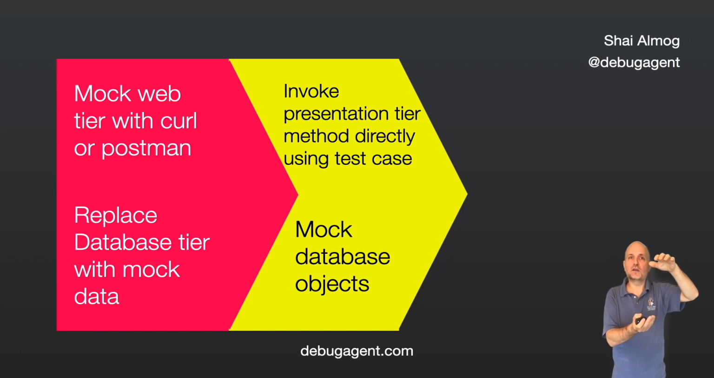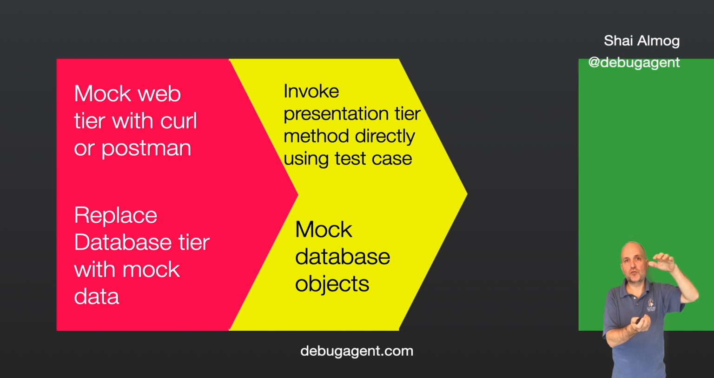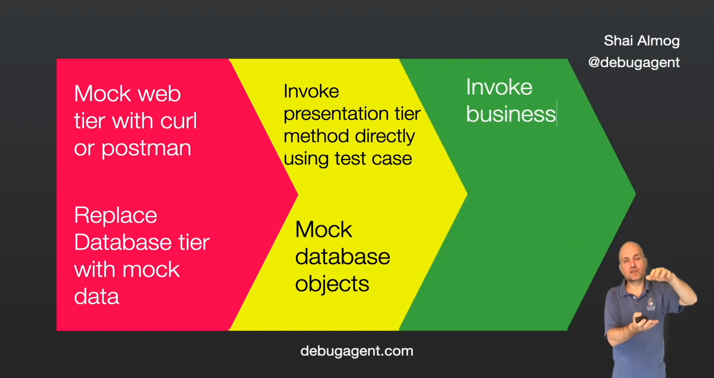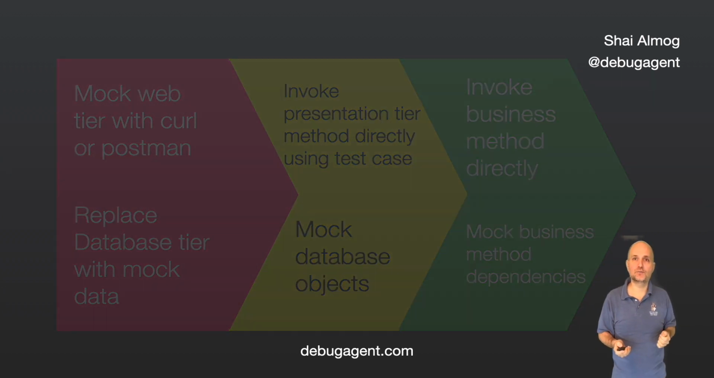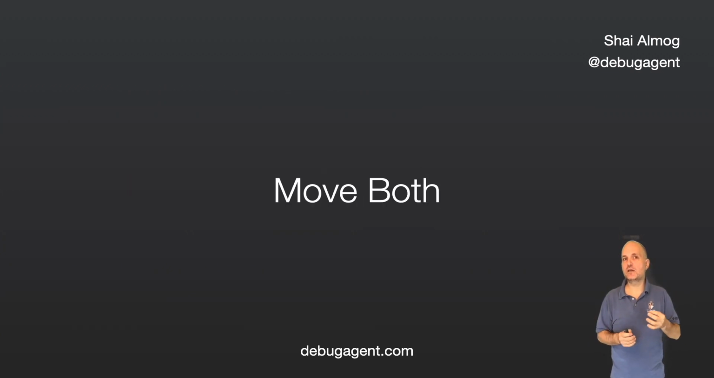Next, we can invoke the business method directly, eliminating the presentation tier aspect. We can mock its dependencies, which means we narrow down on a specific method that's at fault, while eliminating the rest of the application. A common mistake is to move only one prong of the tongs, or not position the other tong.